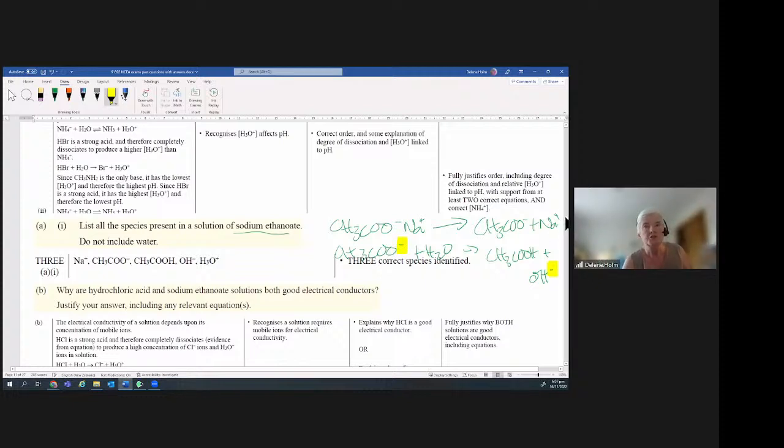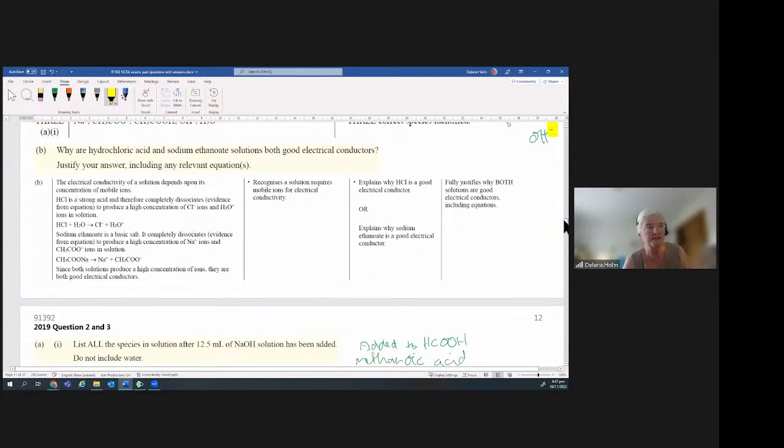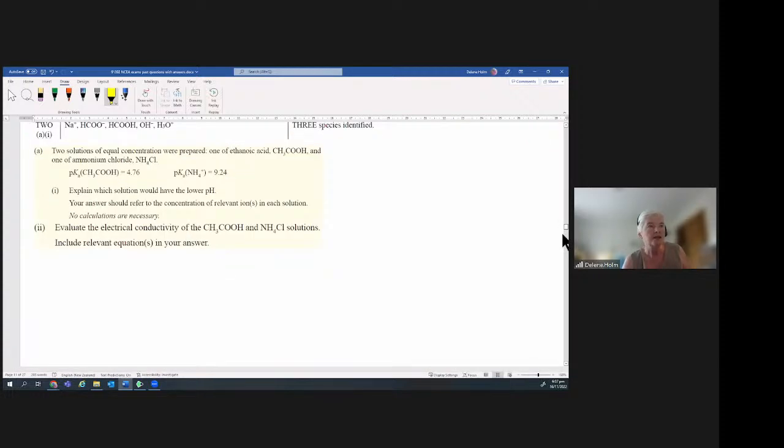Right. So as I say, definitely you're going to get something like that, and that's definitely an excellence question. And always make sure that your equations are balanced and so on. Do a charge balance. Right. Let's carry on.